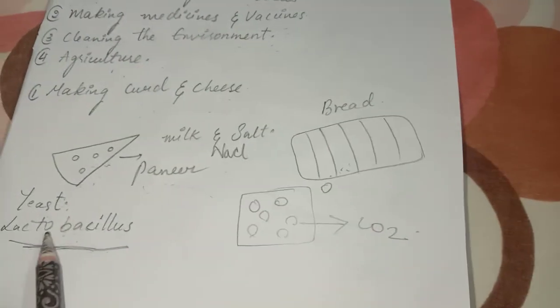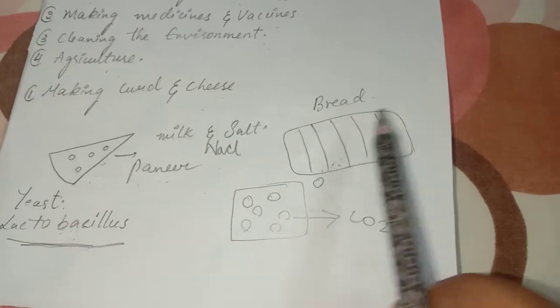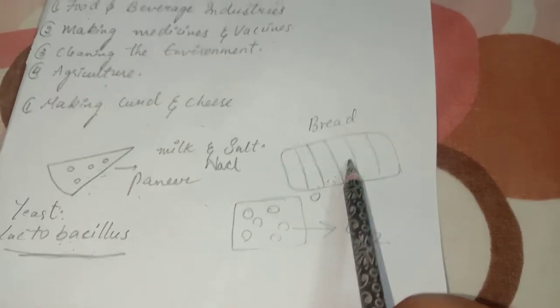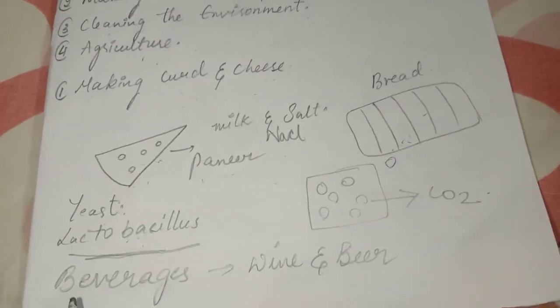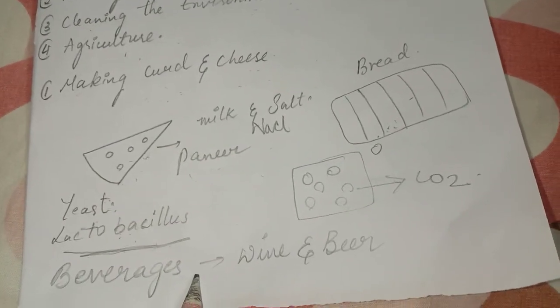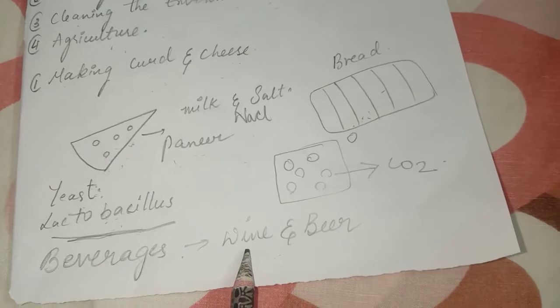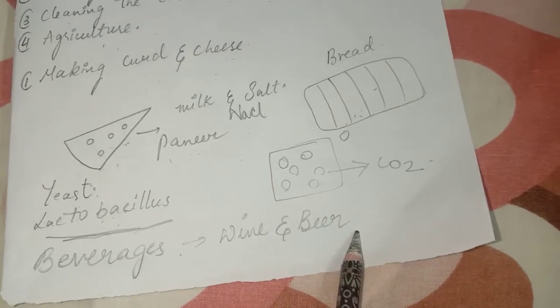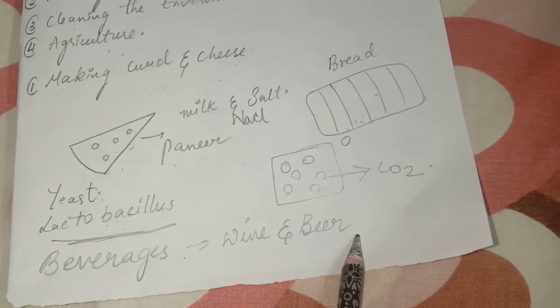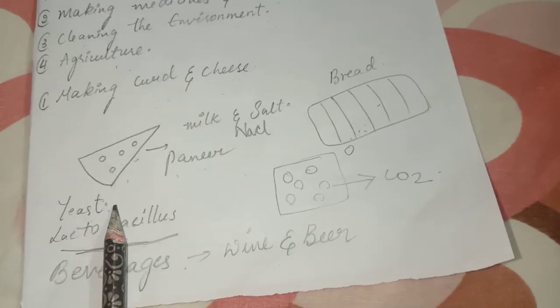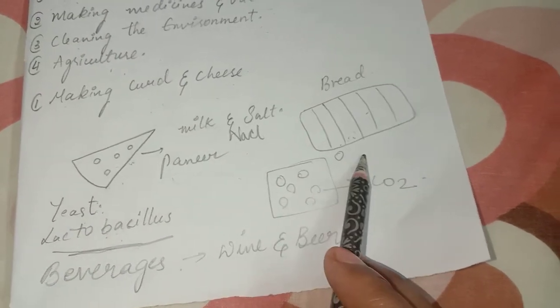The next one is yeast, a fungus which is used in the preparation of bread. When it comes to beverages, the microbes help in the fermentation process in the production of wine and beer, where the sugar present in grapes and barley is fermented using yeast, the same thing we use for bread.